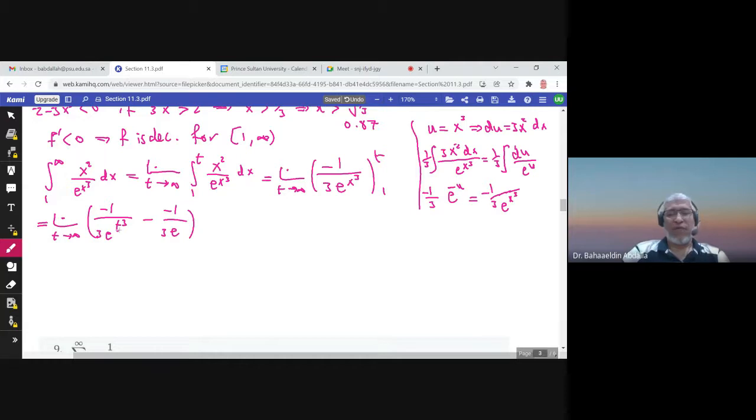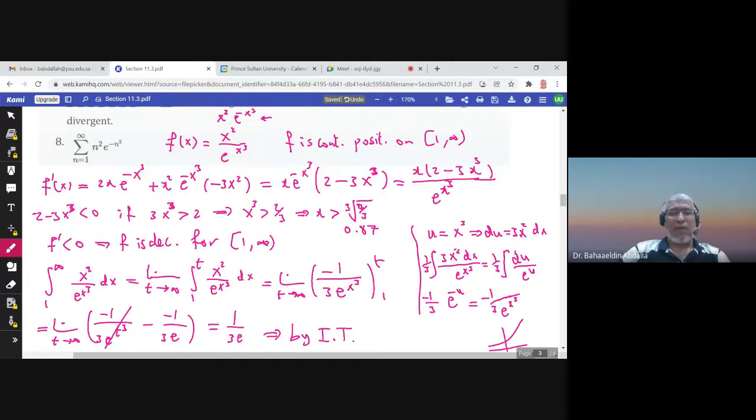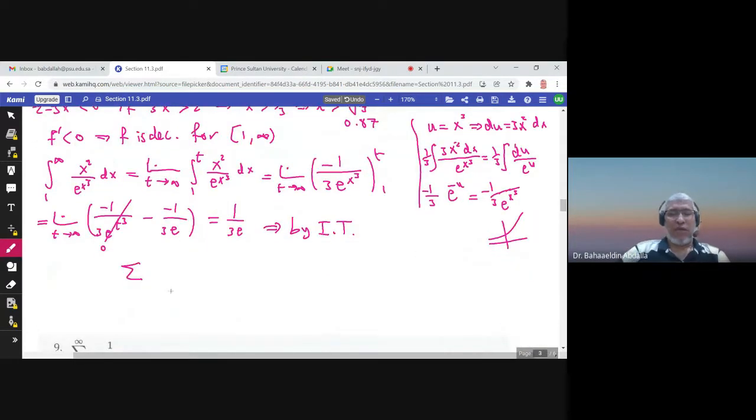Now, if you replace t by infinity, t cube is infinity, e to the power infinity is infinity, because the graph of e is like this. So negative 1 over infinity would be 0. So minus times minus, the answer would be 1 over 3e. So this integral converges to 1 over 3e. So by the integral test, if I call this a_n, the series a_n from 1 to infinity converges.